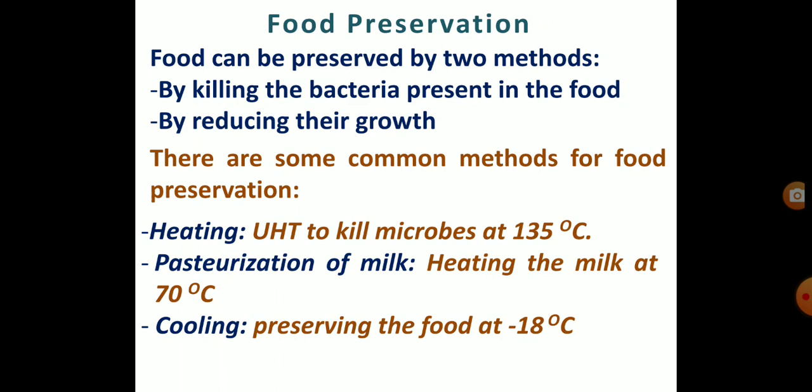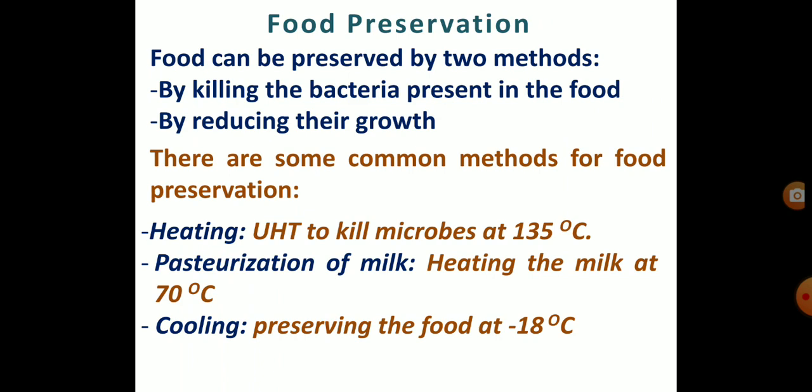This is the method to kill microbes by increasing the temperature up to 135 degrees Celsius. It is the partial sterilization of milk by heating it for a short time, around 1 to 2 seconds, at a temperature more than 135 degrees Celsius. UHT milk available in Tetra Pak has a shelf life of 6 months or more until opened.